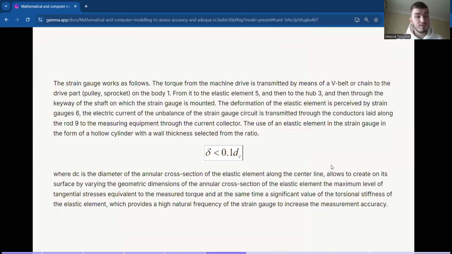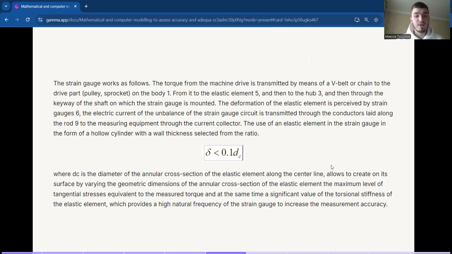The strain gauge works as follows. The torque from the machine drive is transmitted by means of a V-belt or chain to the drive parts, a pulley or sprocket on the body 1, from it to the elastic element 5, and then to the hub 3, and then through the keyway of the shaft on which the strain gauge is mounted. The deformation of the elastic element is perceived by strain gauge 6. The electric current of the unbalance of the strain gauge bridge is transmitted through the conductor lead along the road 9 to the measuring equipment through the current collector.